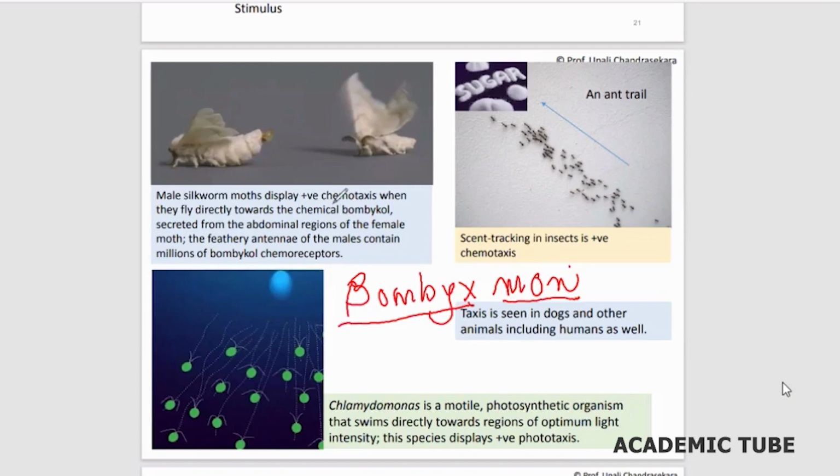Only the male has highly developed, feathery antennae. Now, this is the female, and this is the male. During the breeding season... I'm sorry, I used the wrong word. They don't have a breeding season. When they mature, they always breed, right? They don't have breeding seasons.